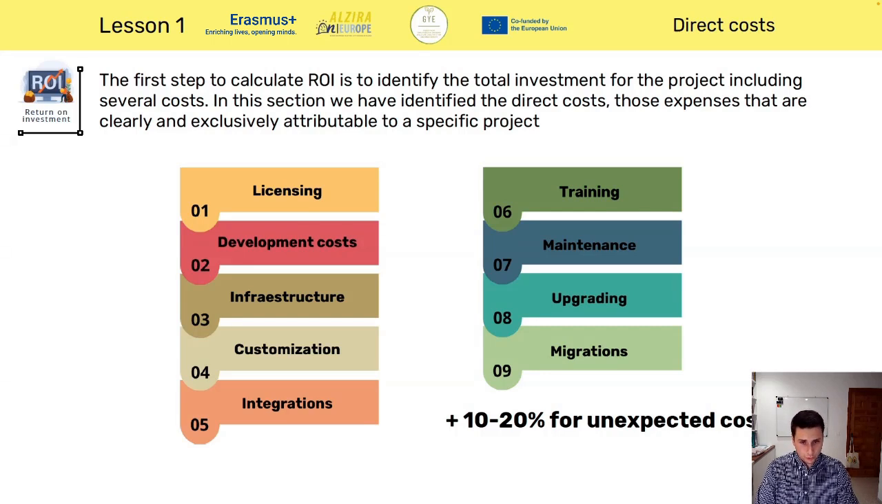All of those costs were already included in the project management lesson, the fourth lesson from the first module. If you remember, we were inside the planning phase of a software development, and all of those costs were included in the budgeting slide.